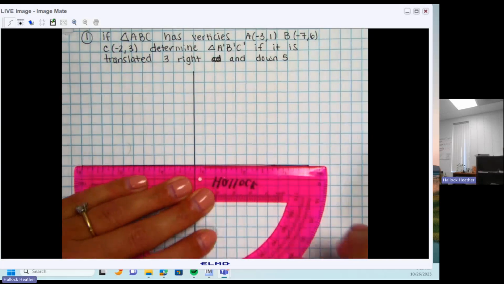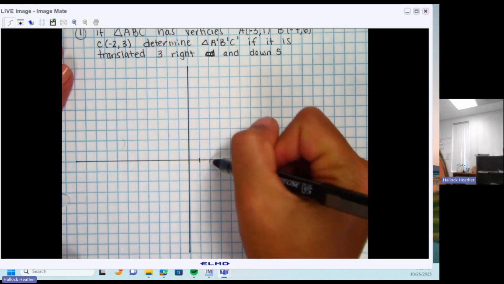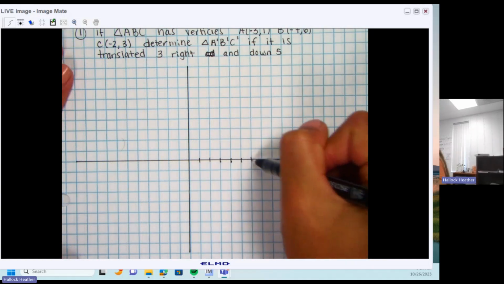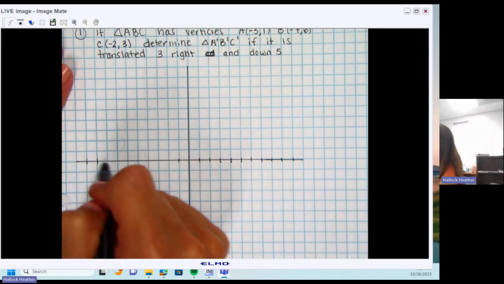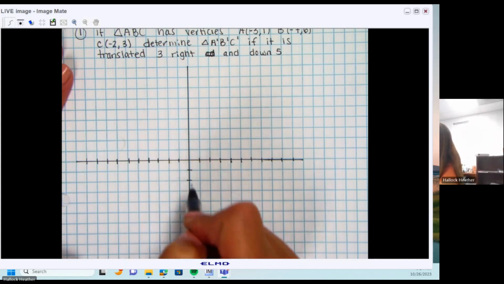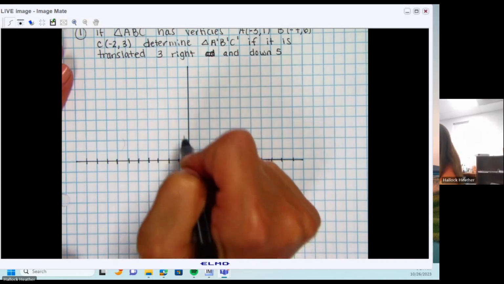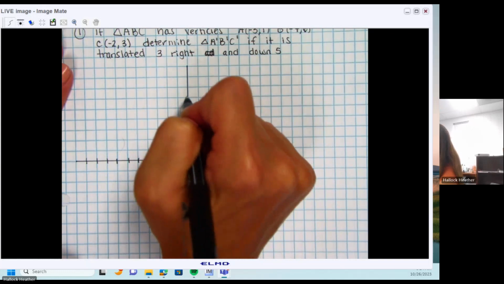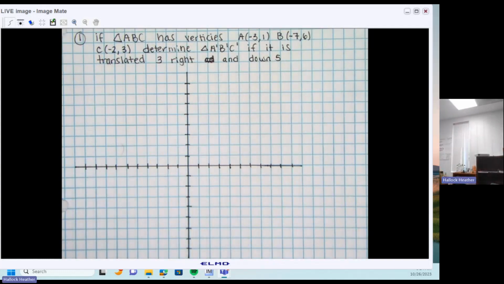It's better to go bigger than too small. Make sure you're using your straight edge so your lines are straight. Then I'm going to draw little ticks where the values would be. I'm not actually going to number it or scale it, but we'll pretend it's numbered. I'll put my little tick marks so it looks nice. So take a second, draw your graph.